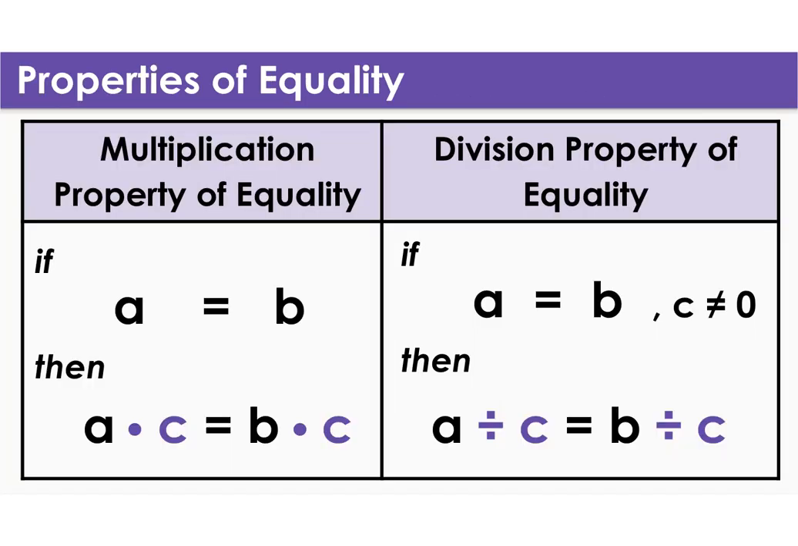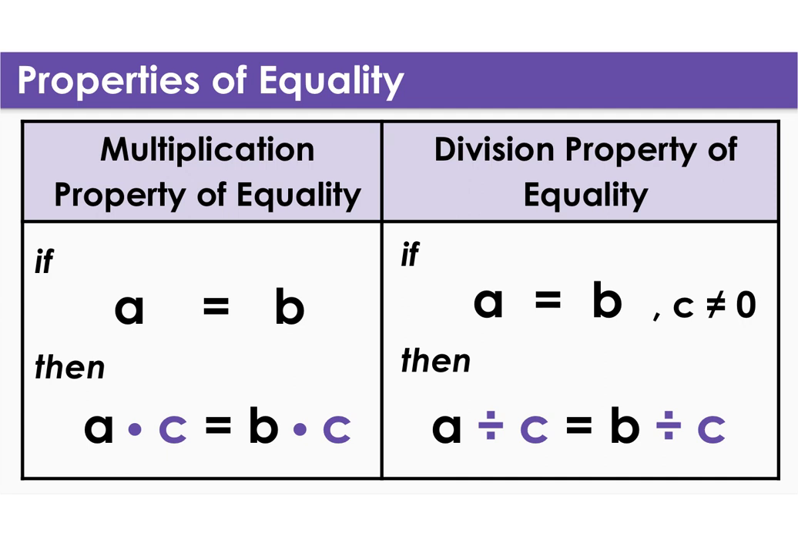Properties of equality. Multiplication property of equality: if A equals B, then A times C equals B times C. So this is like what we talked about the other day, where if I do something to one side and I do the exact same thing to the other side, it stays equal.